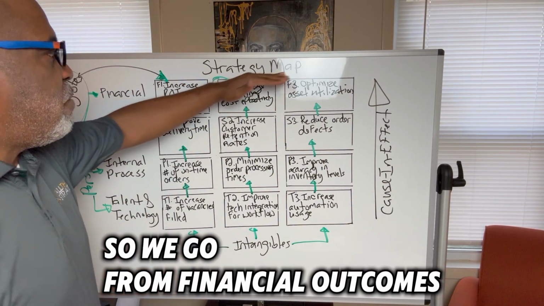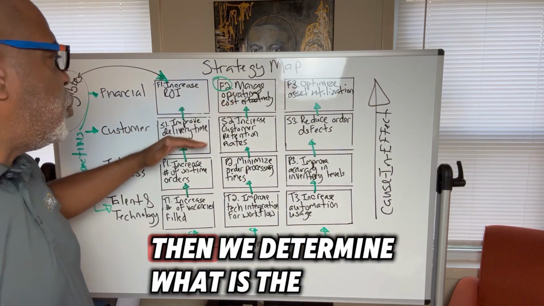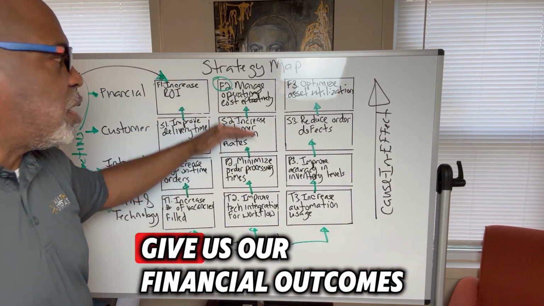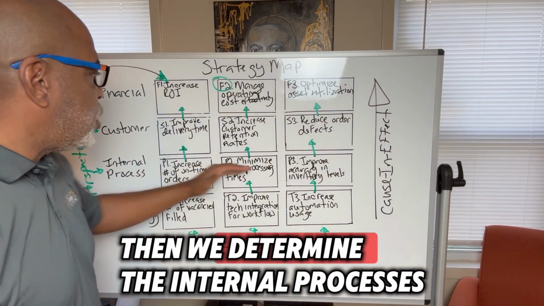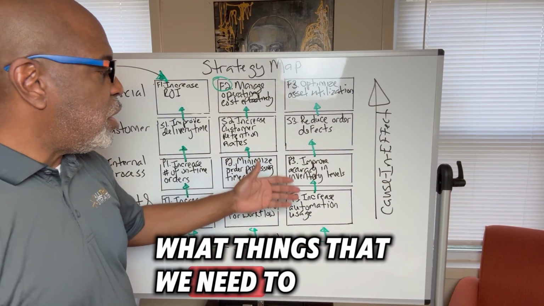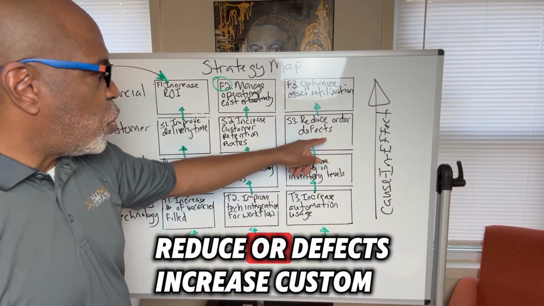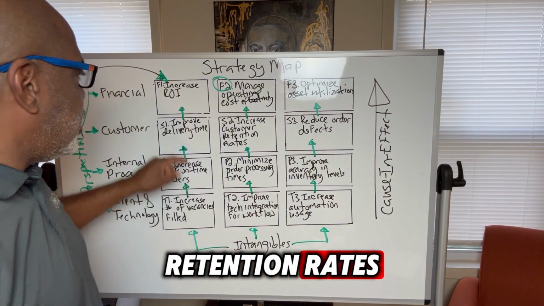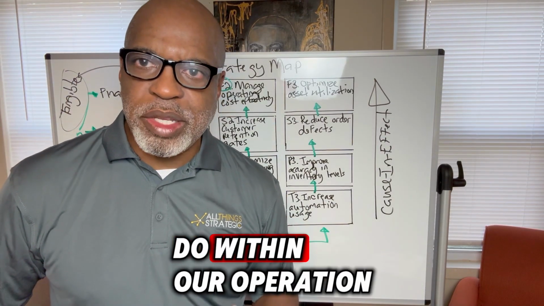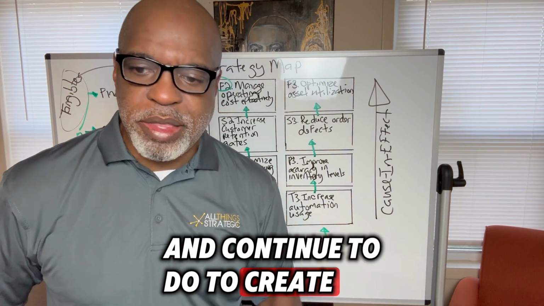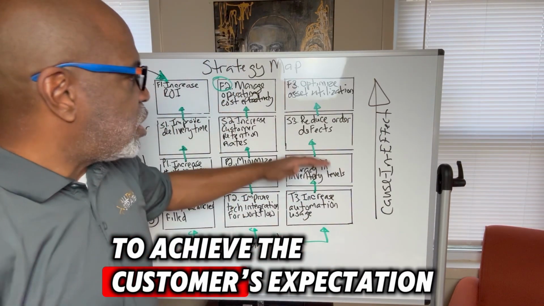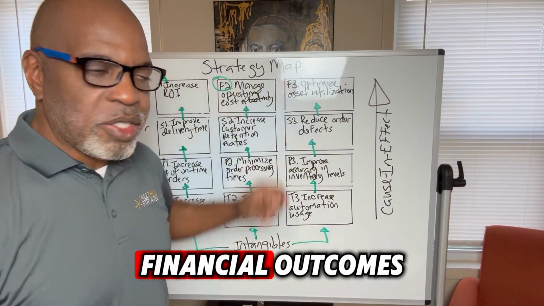So we go from financial outcomes. Once we determine that, then we determine what is the customer expectation and how will the customer expectation give us our financial outcomes. Then we determine the internal processes or the operations. What things do we need to work on to achieve reduced order defects, increased customer retention rates, improved delivery time? What things do we need to do within our operation and continue to do to create the greatest efficiency or effectiveness to achieve the customer expectations so that we can get our financial outcomes.